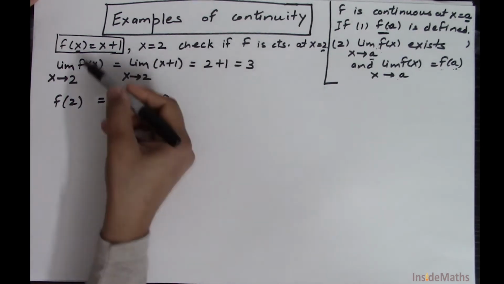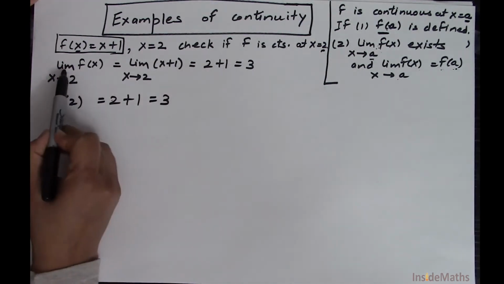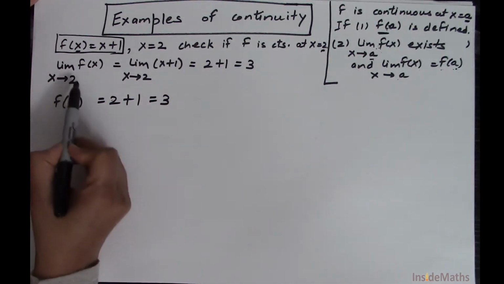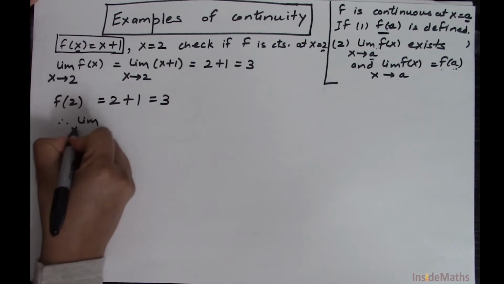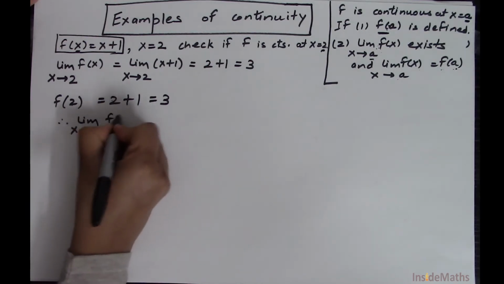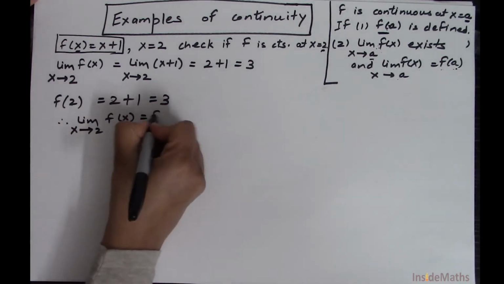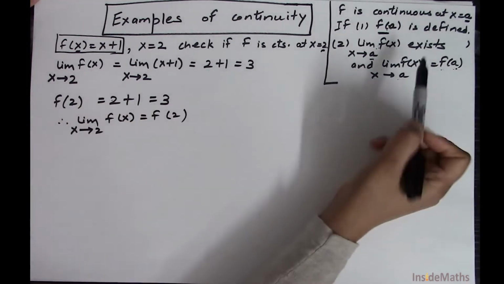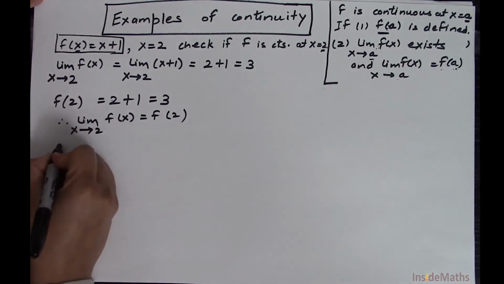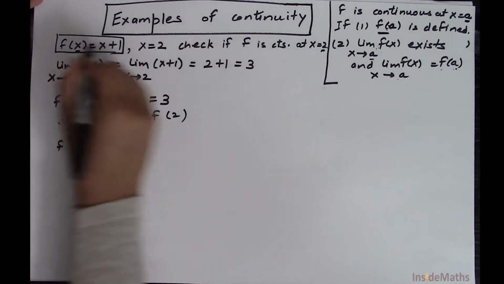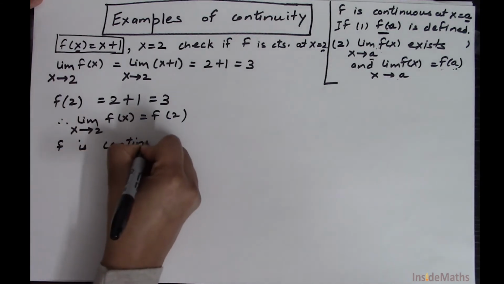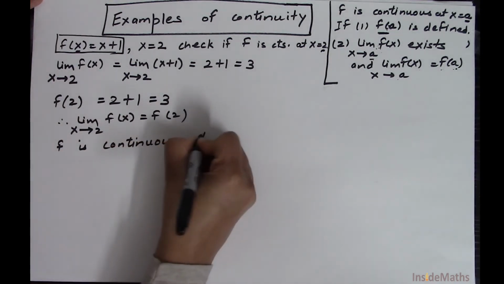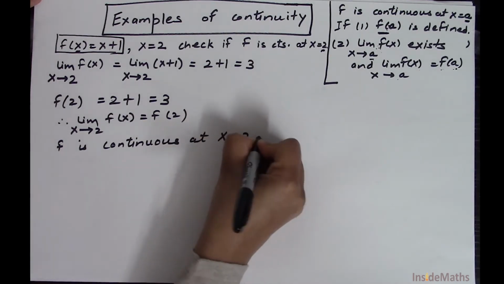So now these two values are equal. That means the limit f of x when x is approaching 2 is equal to f of 2. That is, limit x approaches 2, f of x is equal to f of 2. That means by this definition, the given function is continuous at the point x equal to 2.